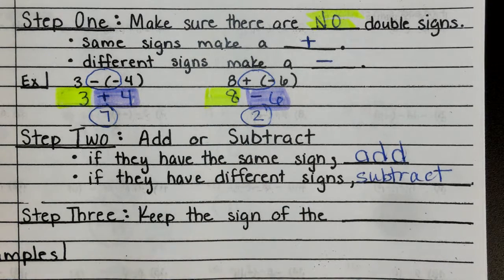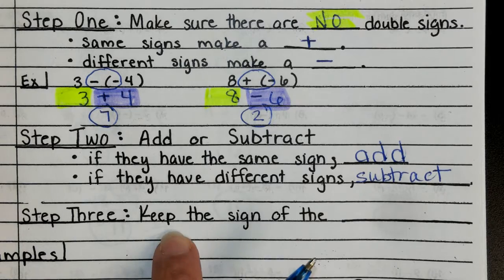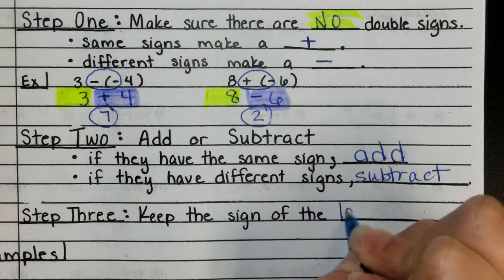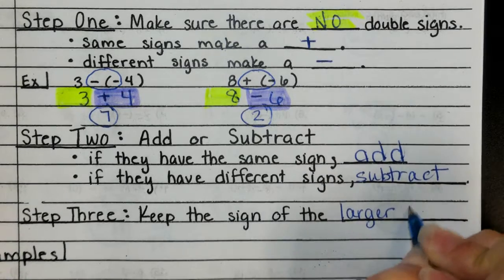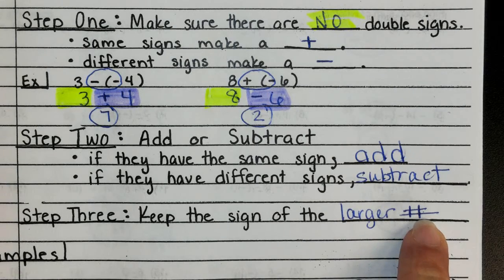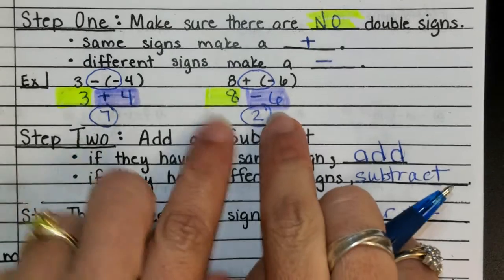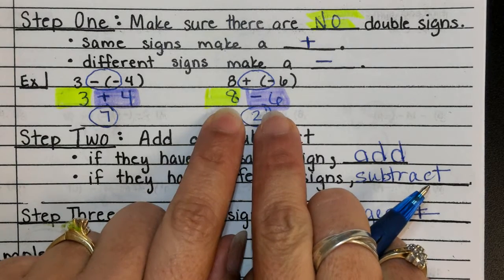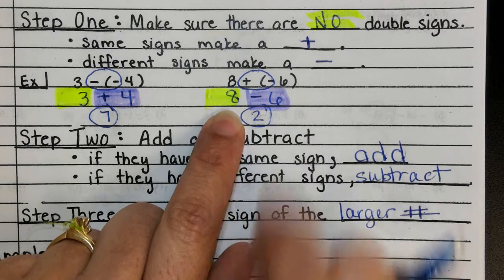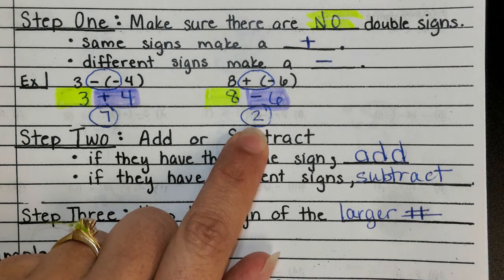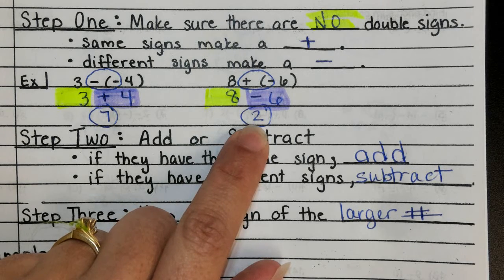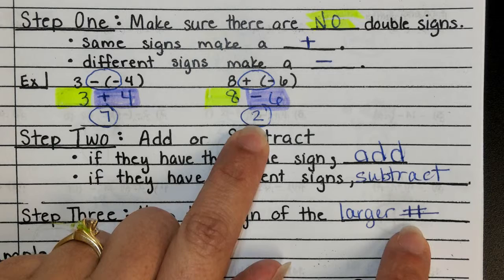Okay. The last rule, and you'll hear me say this 100 times, keep the sign of the larger number. Now, larger number meaning absolute value. So think about this. If we look at this one, is 8 bigger or 6 bigger? Like, just the number 8 or the number 6? 8. That is why that's a positive 2. Because that's a positive 8, so my answer's positive. Keep the sign of the larger number.